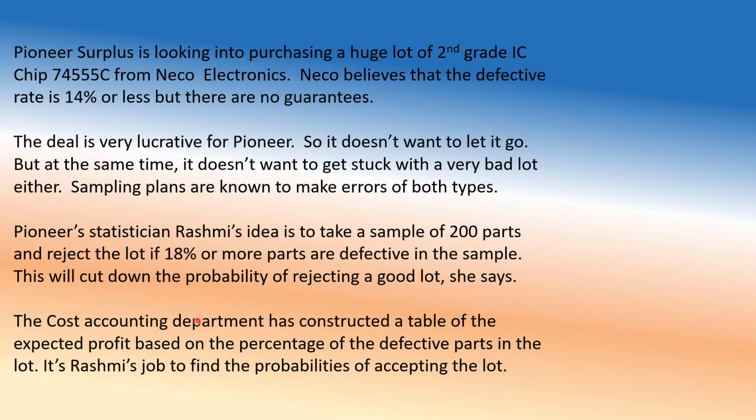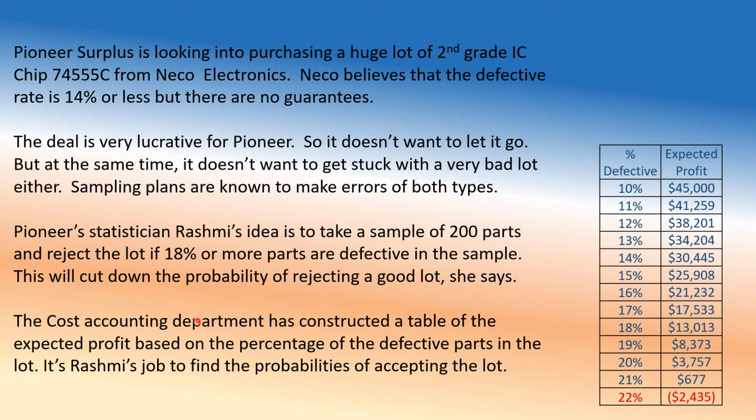Now the cost accounting department has given this table of profit versus defective. If 10% defective, they make $45,000. It's very possible that in this lot, only 10% are defective. Nobody knows really, so they may get lucky here. 11%, 12%, 13%, 14%. This is the target, $30,445. That's what everything is based on, because that's what they claim, 14% defective. As the defective percentage goes up, profits start to decline, and here you get red numbers.